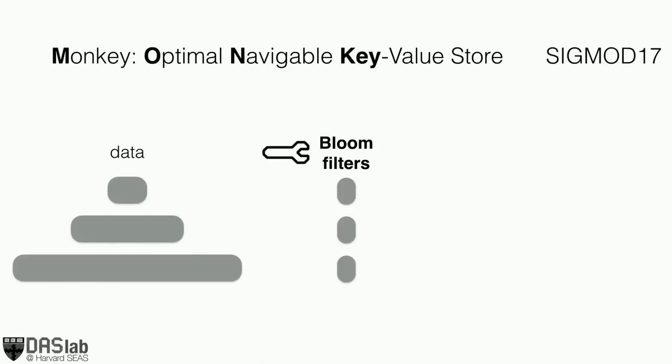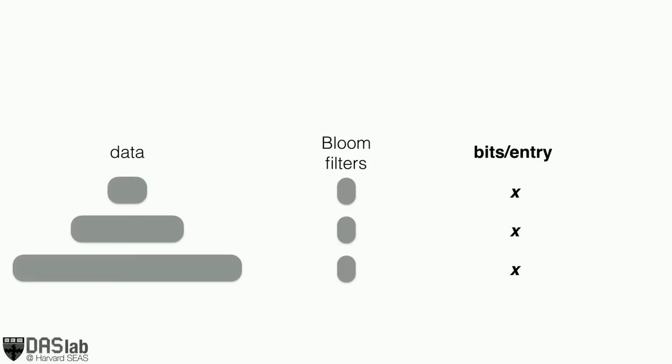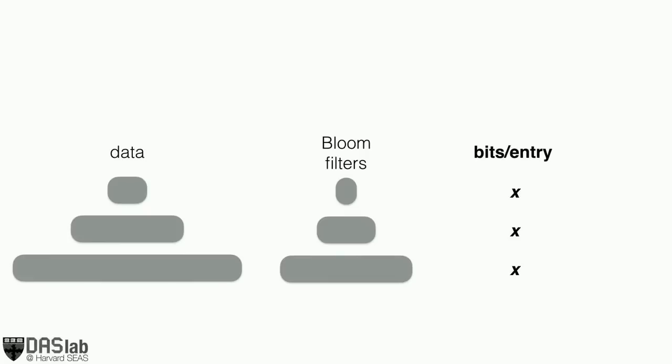With Monkey, we looked at how to tune the bloom filters for the LSM-tree. In existing designs, we noticed that the false positive rate and the number of bits per entry are set to be the same across all the bloom filters for the LSM-tree. Let's say each one of them has x bits per entry for any level. That means the size of each bloom filter is proportional to the size of the run that it corresponds to.